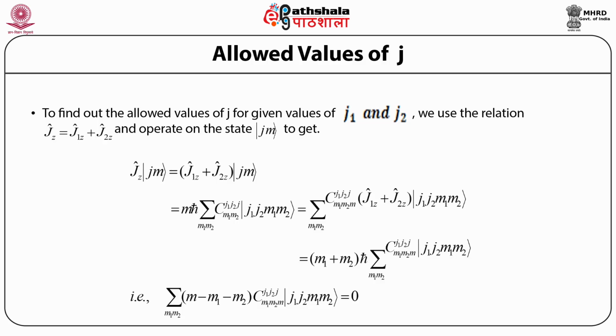And if we work this out, we finally get the result summation over m1, m2 within brackets m minus m1 minus m2 times Clebsch-Gordan coefficients C subscript m1, m2, m superscript j1, j2, j acting on the state vector or the eigenvector |j1, j2, m1, m2>, and this turns out to be equal to 0 because m is equal to m1 plus m2. So the m minus m1 minus m2 term inside the summation yields 0.